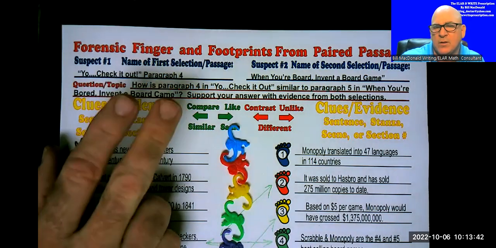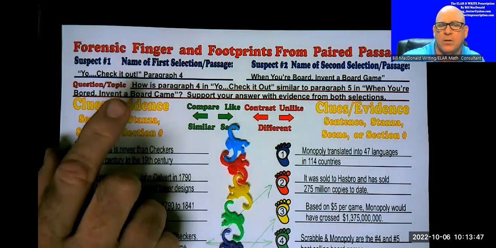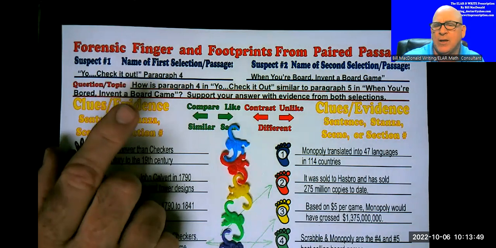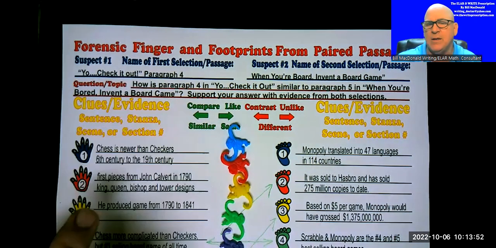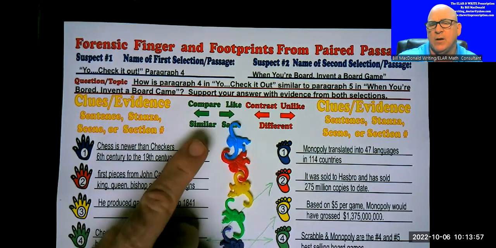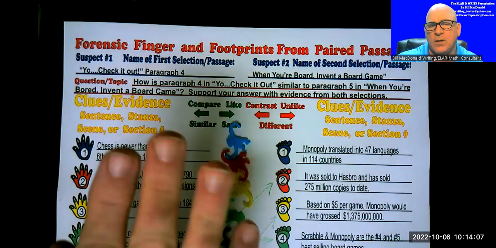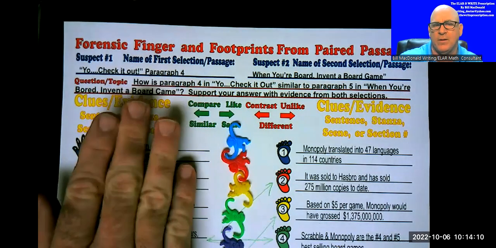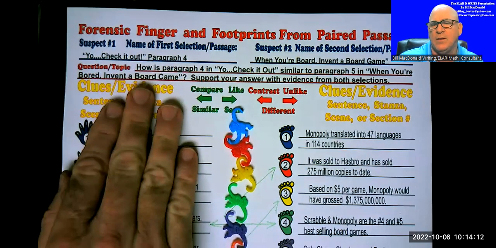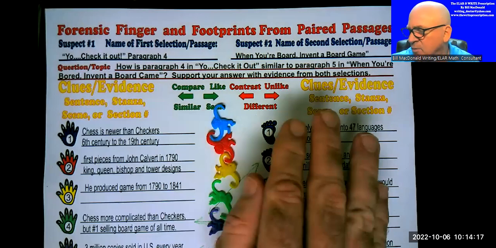There's the question in red, double checking how is paragraph 4 over here on this side, and you'll check it out. Similar is green: how are they similar? So we'll connect with green lines. How are they different? We'll draw red lines to connect. So if one team only focuses on the fingerprints for one passage, then the other group can focus on the footprints of the other passage.